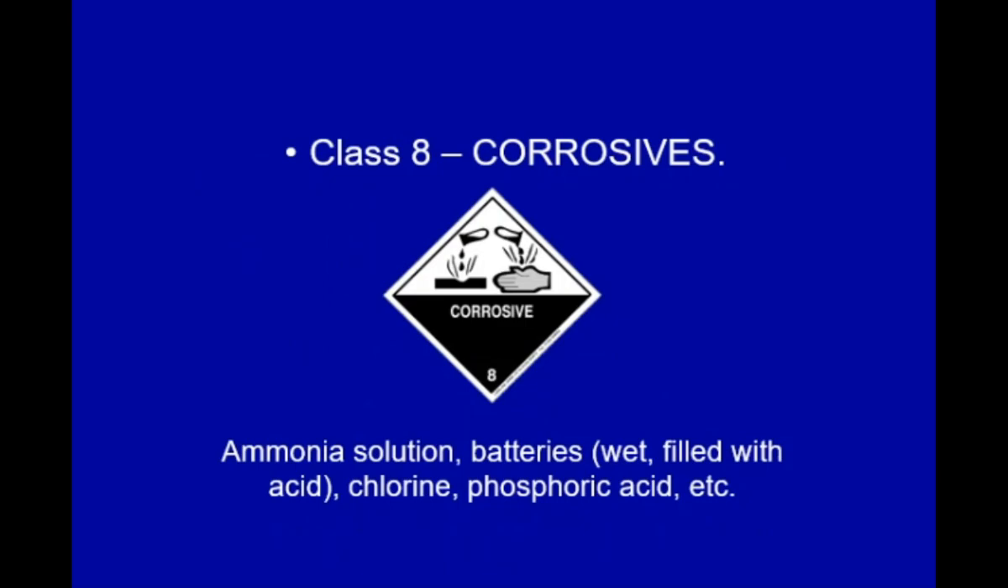Class 8 is corrosives. Examples of corrosives are ammonia solutions, batteries, which are wet filled with acid, chlorine, and phosphoric acid. The ammonia solution, batteries, they become wet when they are filled with acid. That makes them dangerous. Chlorine and phosphoric acid, these are common examples of class 8 corrosives. The label is appropriately shown in the slide.